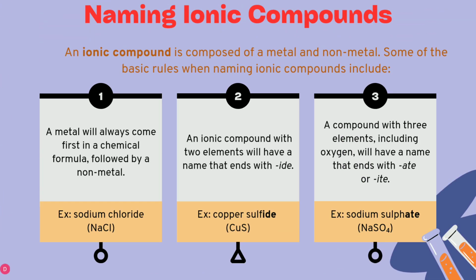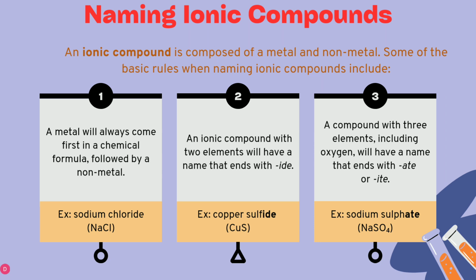Naming ionic compounds. An ionic compound is composed of a metal and non-metal. Some of the basic rules when naming ionic compounds include: Number 1, a metal will always come first in a chemical formula, followed by a non-metal. For example, sodium chloride, NaCl.